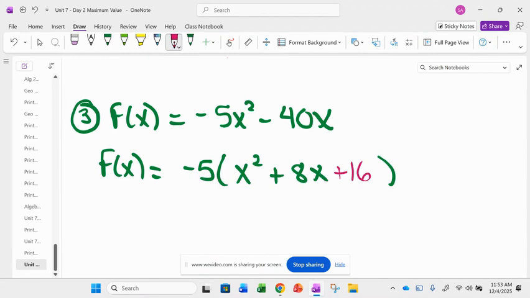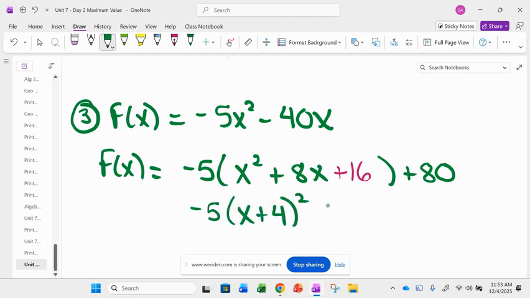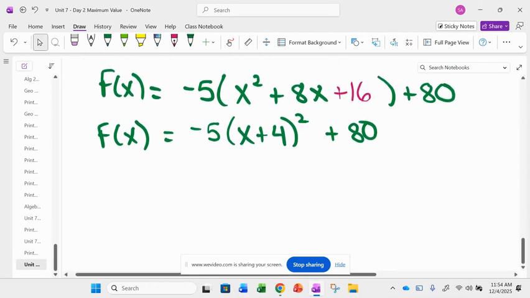But in reality, I'm not really adding 16. I'm adding -5 times 16, which is a -80. So to balance out subtracting 80, what should I do? Add 80. So now we're going to have -5 times the quantity of x plus 4 squared plus 80. Is this a max or min? Max, because we're frowning, we're opening down. What is the vertex?